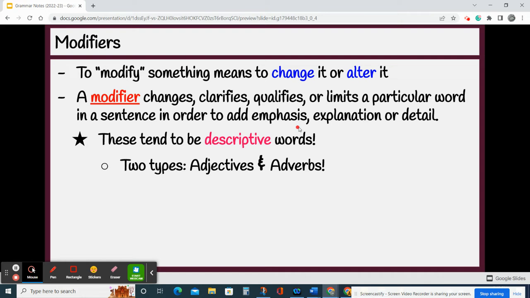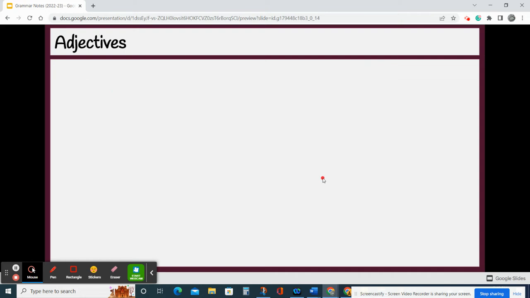A lot of people tend to get adjectives and adverbs mixed up with each other, so hopefully by talking about specifically what qualifies as an adjective and what qualifies as an adverb, we won't be making those mistakes in the coming weeks. All right.